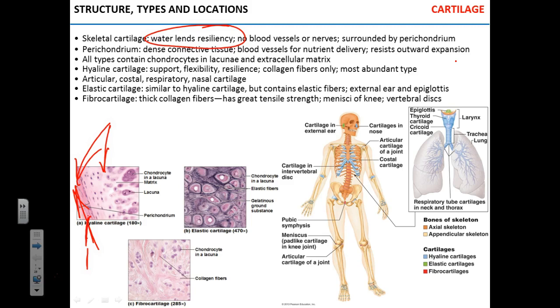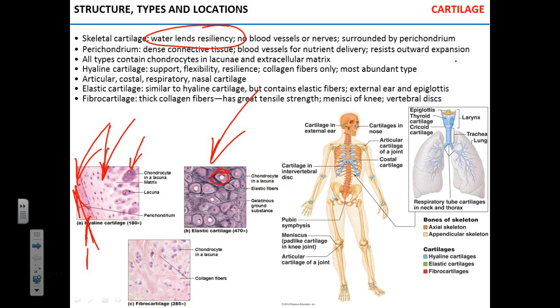Major cells in the cartilage are called chondrocytes. You can see chondrocytes in the lacunae in this picture of elastic cartilage to your right, and chondrocytes in the lacunae in the picture of the hyaline cartilage to your left. Chondrocytes produce matrix, that same pink substance that we just referred to.